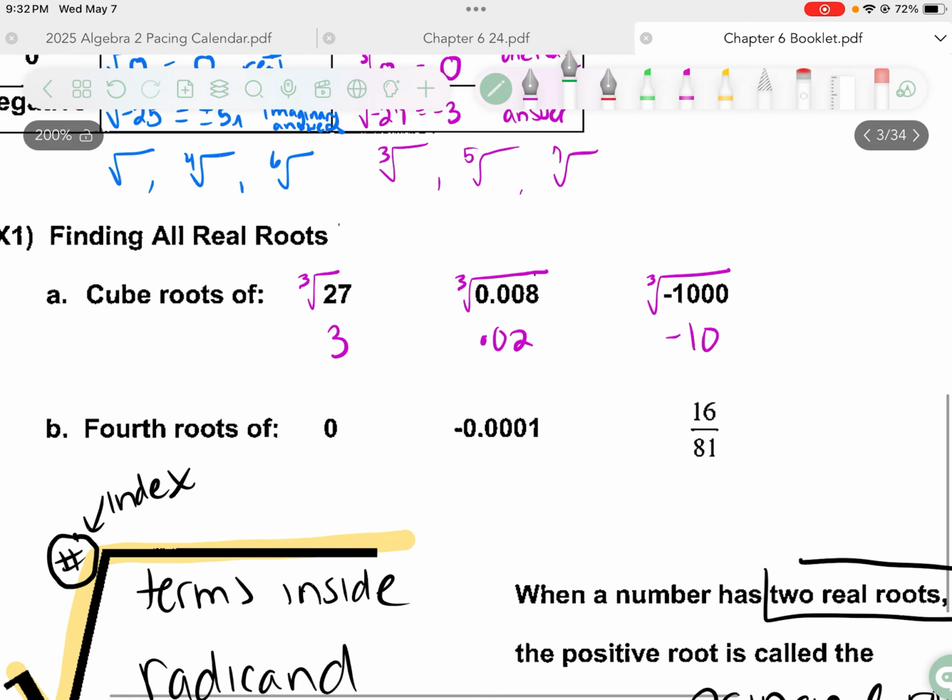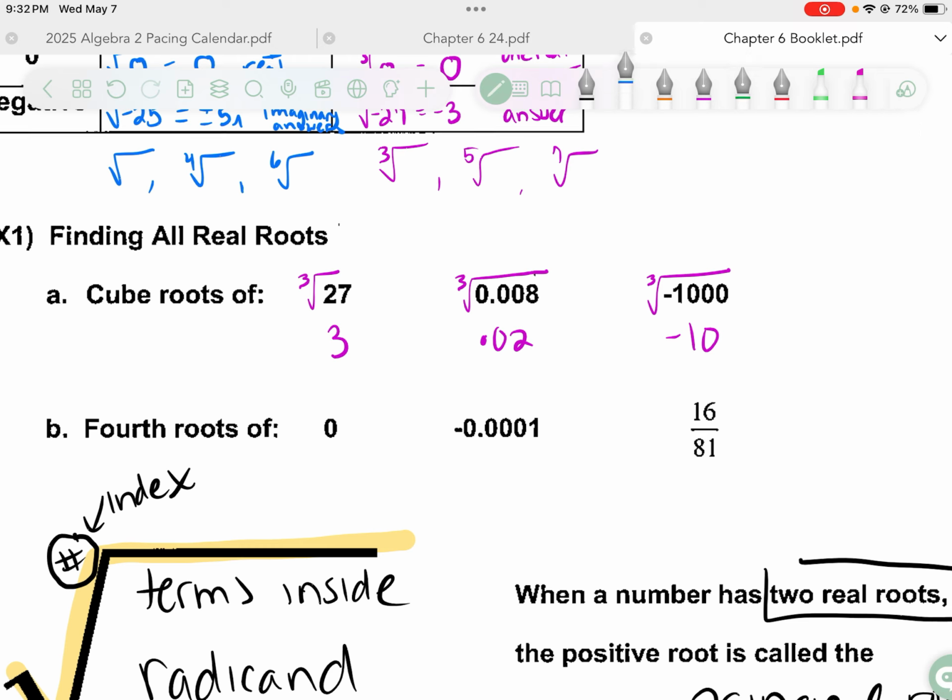The fourth root, we're going to skip this middle one because anytime you're working with negative numbers inside of radicals that are not square roots, the imaginary numbers work a little bit differently. It's a little bit more complex than what we have with square roots and negatives. So we'll skip that one.